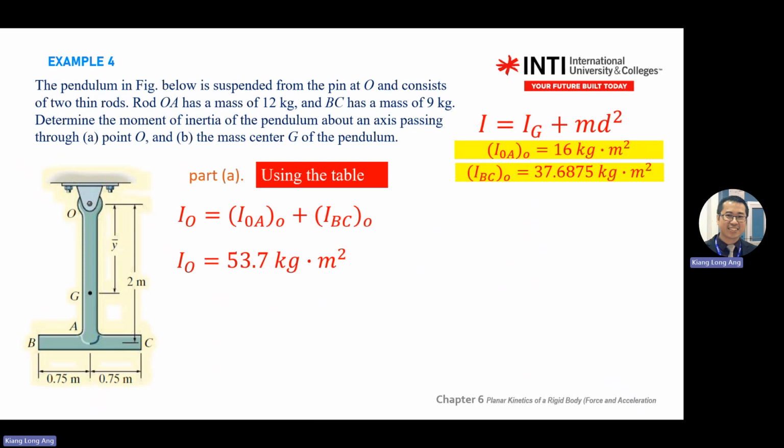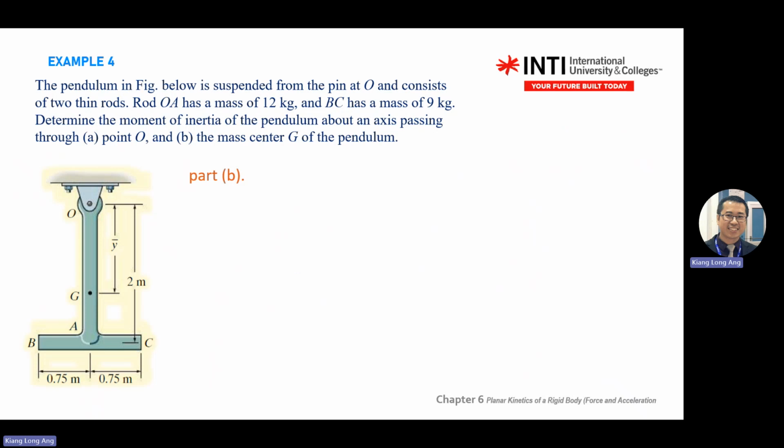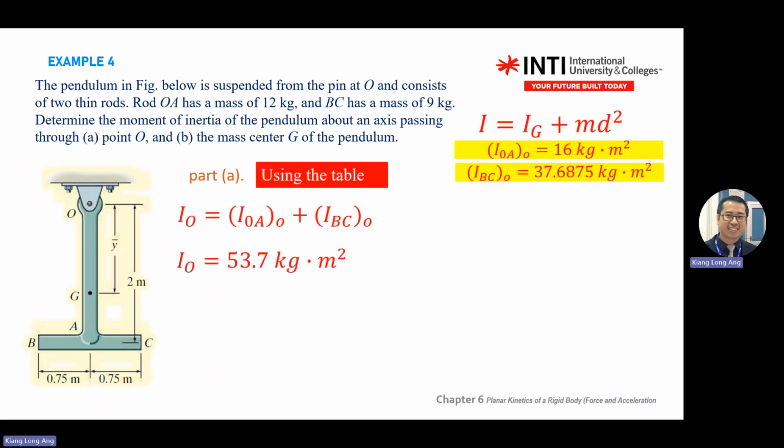Now for B, see if you understand this equation, I equal to Ig plus md square. Now we shift our focus point to this point. Still the same two bodies. At first, when you solve this question, you write Ig equal to I OA about G plus I BC about G. It means your focus point is now changed to G. Then you start to look at the scenario.